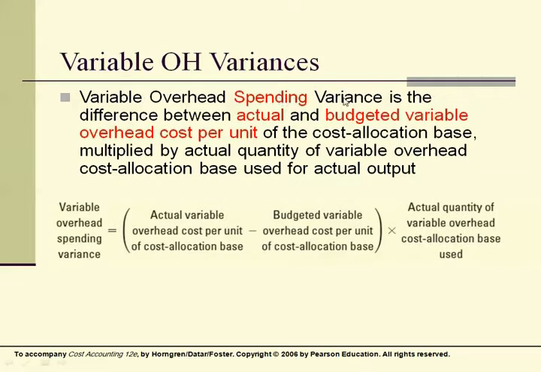Variable overhead spending variance is the difference between actual and budgeted variable overhead cost per unit of the cost allocation base, multiplied by actual quantity of variable overhead cost allocation base used for actual output. So variable overhead spending variance equals actual variable overhead cost per unit of cost allocation base minus budgeted variable overhead cost per unit of cost allocation base, all multiplied by actual quantity of variable overhead cost allocation base used.